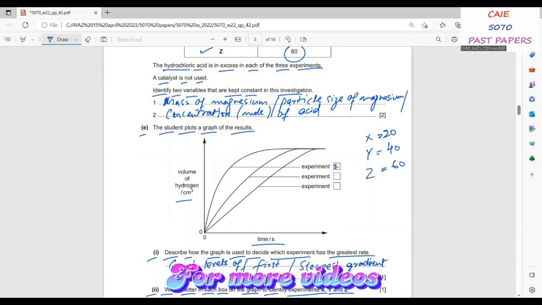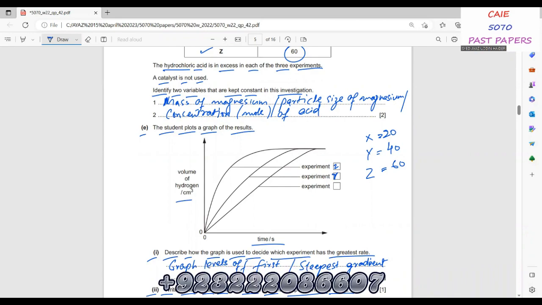Second experiment must be Y, because it's not leveling off before Z, but before X. The last one left will be X.